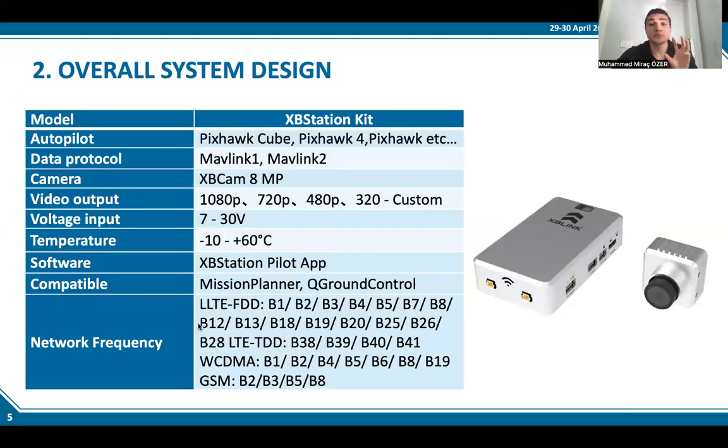For BVLOS remote operations based on a real-time 4G LTE connection, the XP station kit, a plug-and-play hardware, can reliably transfer drone data and video to the ground station or IoT monitoring and control station, automatically reconnecting to the cloud connectivity even if the network is lost.